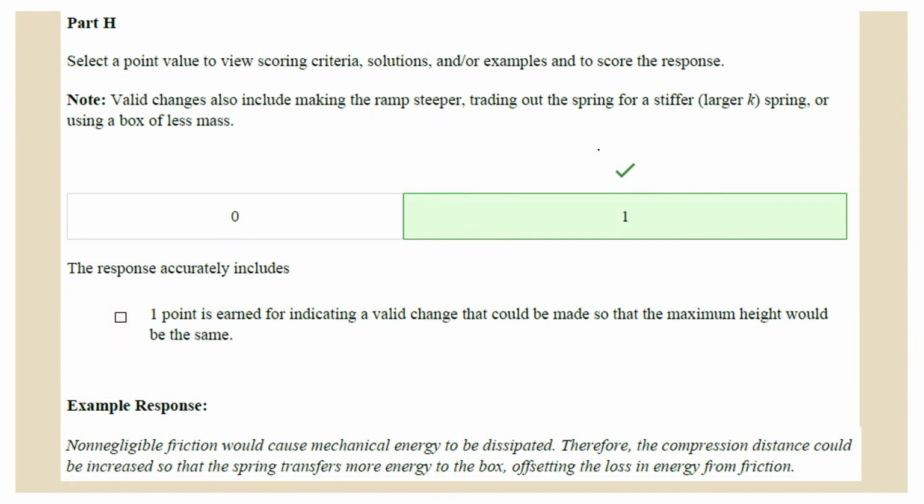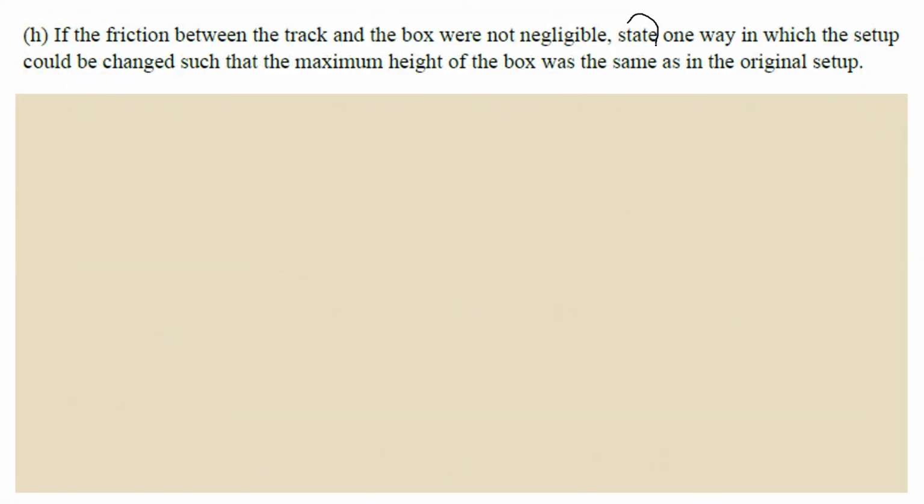You get 1 point here if you say making the ramp steeper, trading out the spring for a larger spring constant spring, using a box of less mass. So here, notice they say you could increase the compression distance. That's the real answer given down here. Make the ramp steeper, larger spring constant spring, less massive box. All of those make sense. And notice here, I want to just go back to the question, the word state means what you think it means. They just mean say it.